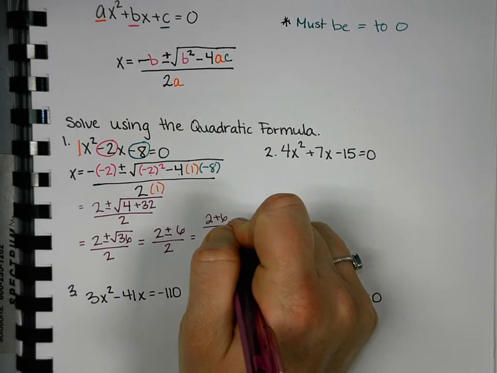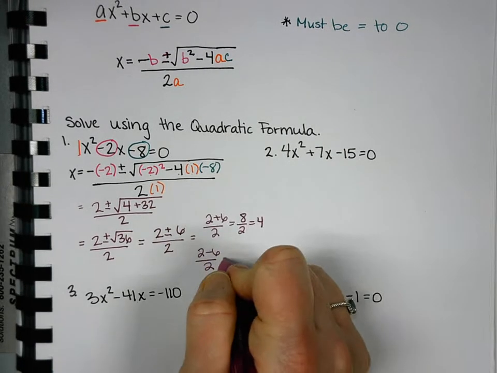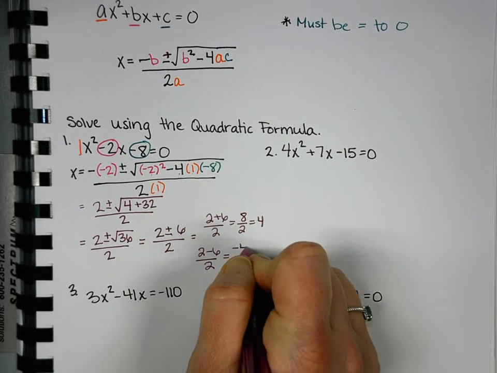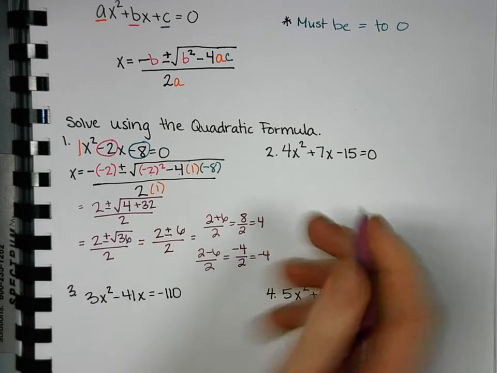2 plus 6 is 8 over 2, which is 4. 2 minus 6 is -4 over 2, which is -2, not -4.